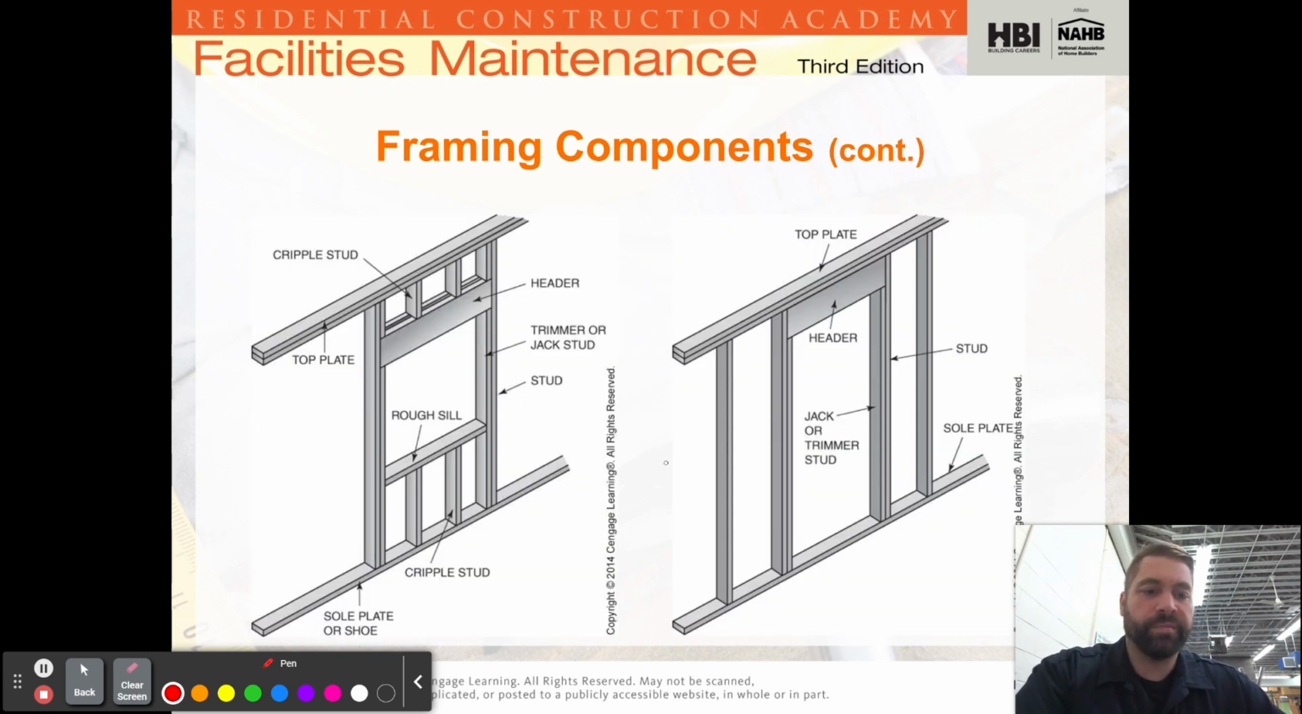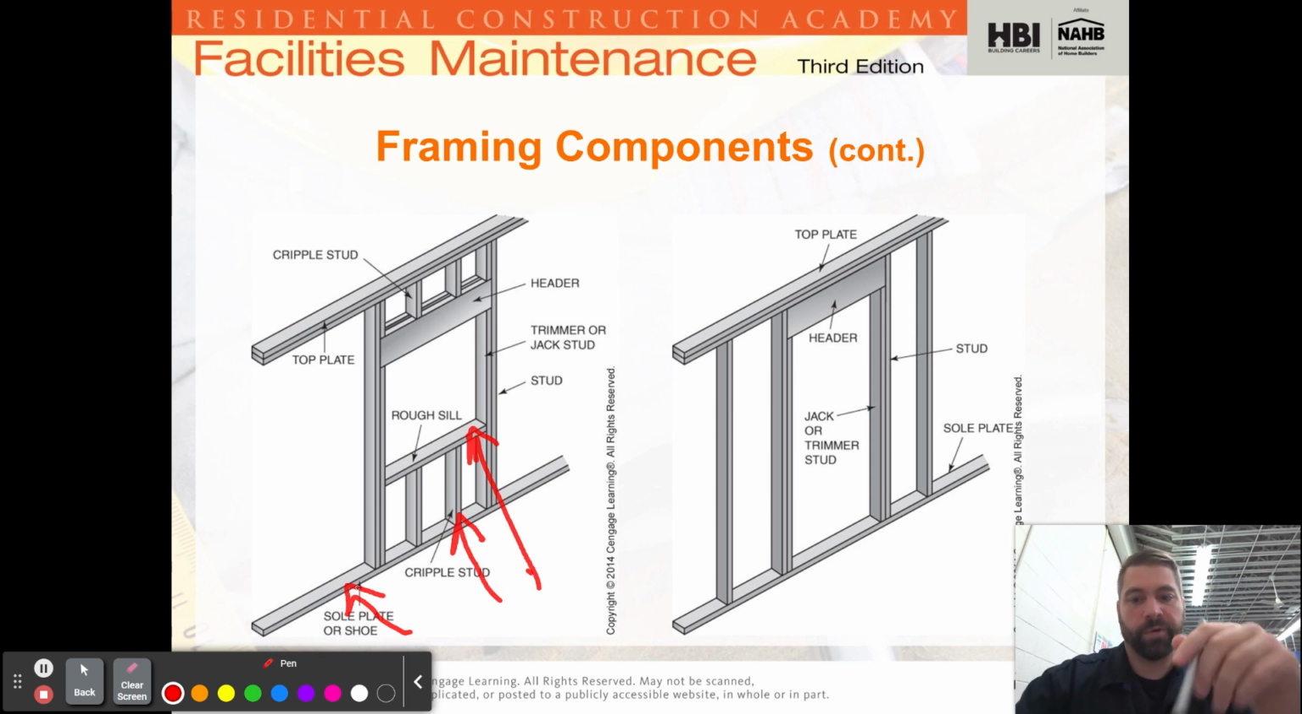So here's some images of the framing components. So here we go again. Here's the rough sill, that's what they talked about for your windows. These are your cripple studs. Those are cut in to meet your sill, and they go from your header to your plate. This is your sole plate, which goes on top of your floor, and then your wall goes on top of it.